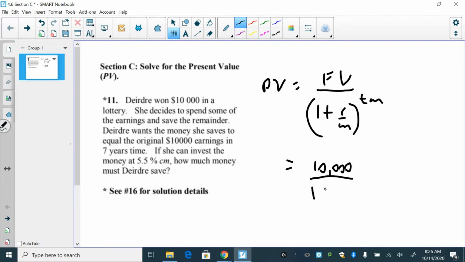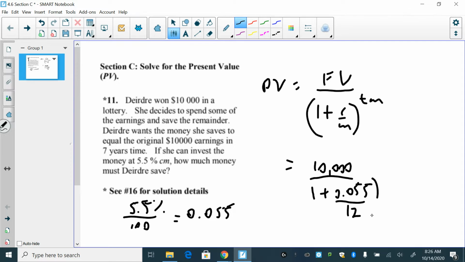Okay. And we've got 1 plus our rate, which is 5.5%. So 5.5% divided by 100, that is 0.055. Okay, m, so every month, so divided by 12. We're doing it for 7 years worth, so 7 years and compounded monthly. Okay, so these are the numbers you're using.